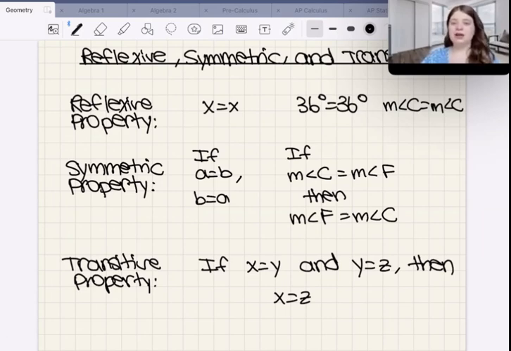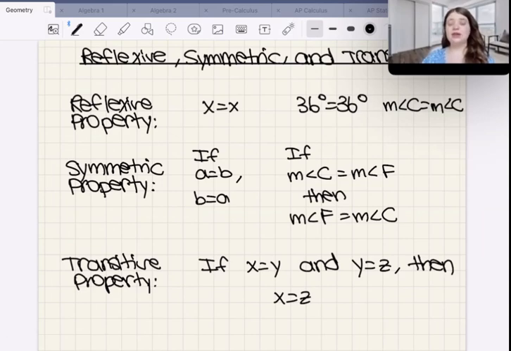The next one has to do with symmetry, symmetric property. This is the one that states that if A is equal to B, then B is equal to A. And this is also true of all real numbers, angle measures, and side lengths as well, right? So it's also true of angle measures. If we know that angle C is equal to angle F, then that means the measure of angle F is also equal to measure of angle C.